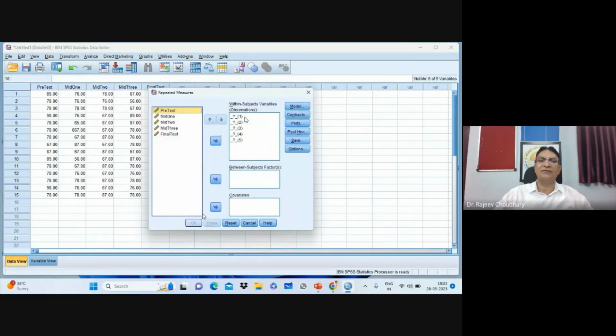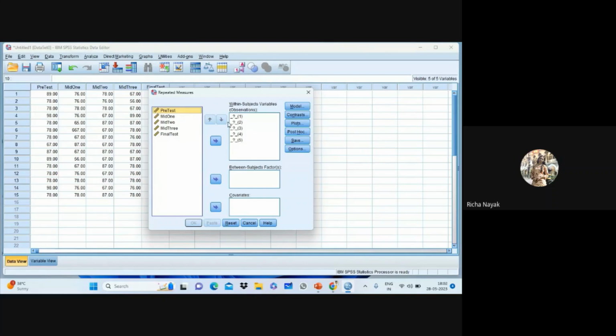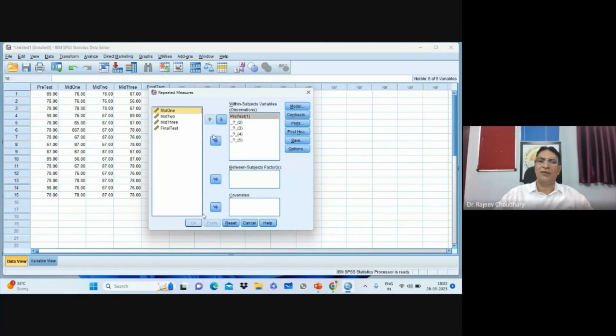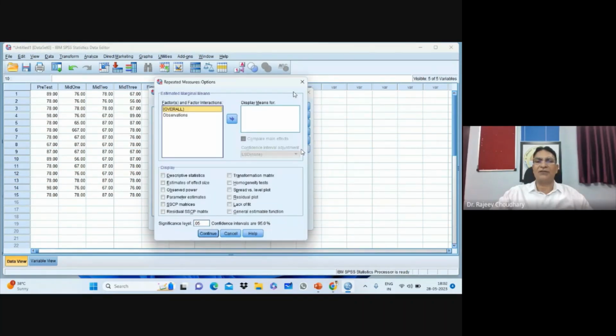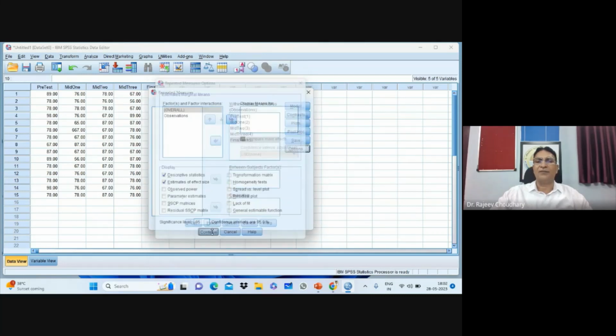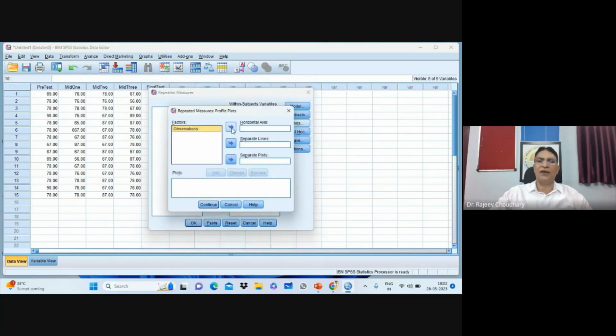Madam, 1 means pre-test, 2 means mid 2, 3 means mid 3, and final. Is it okay? Yes, sir. We have the options. I will discuss later about the options. Essentially include estimate of effect size and descriptive statistics also. I will tell you why. And plots, you may enter the plots also.